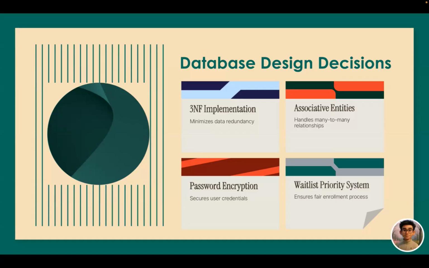And security was a bigger priority for us, so we implemented password encryption using symmetric keys. This means that even if someone somehow gets access to our database, they couldn't see the actual passwords. For our waitlist system, we add a priority field to make sure it's fair and first come, first served. All these design decisions may sound technical, but they are what make our system reliable, secure, and built to last. So this covers the foundation of our database.